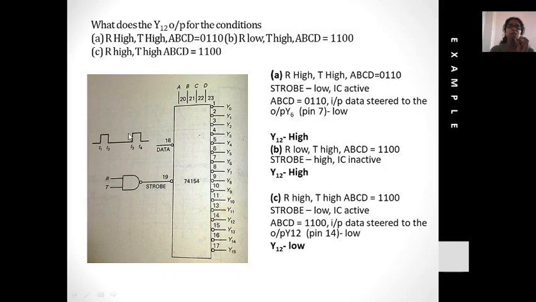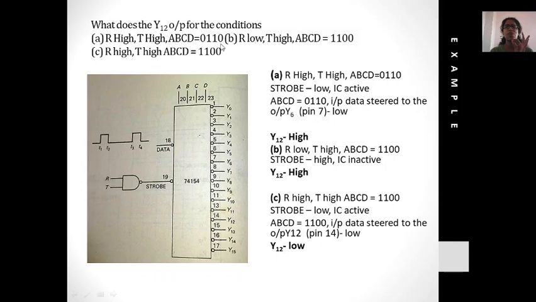Okay, so first condition, R high, T high. What will be the output of strobe? Yes, the AND gate output will be high, and the NAND gate output will be low. So strobe is low. Now our IC is active. So that part is okay. Now the other condition: what is ABCD? It is 0, 1, 1, 0.